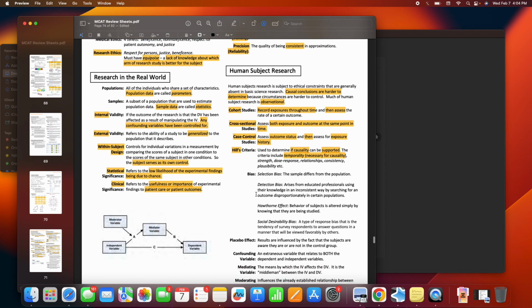Then we have biases. Selection bias: the sample differs from the population. Detection bias arises from educated professionals using their knowledge in an inconsistent way by searching for an outcome disproportionately in certain populations.